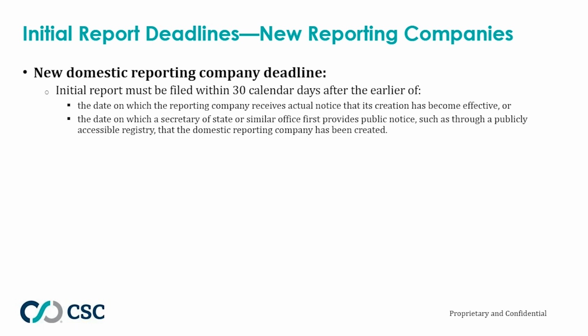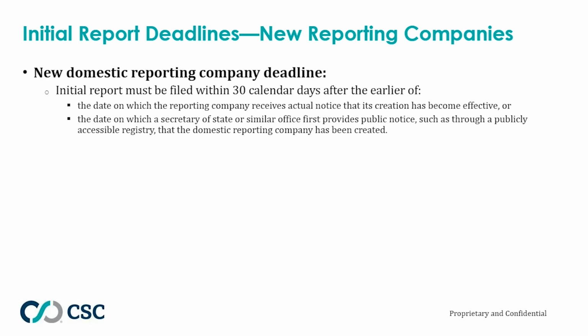The first is that the reporting company receives actual notice that its creation has become effective, such as when it receives the evidence of formation back from a Secretary of State. Or, if earlier, the date on which the Secretary of State or equivalent office first provides public notice of the formation, such as through their business entity database, which is available online. A good rule of thumb, just to avoid running afoul of the reporting deadlines, is to file the report within 30 days of the date the record was submitted for filing, unless there's a delayed effective date.